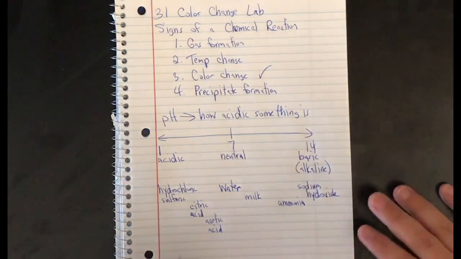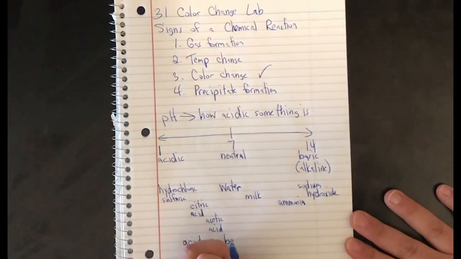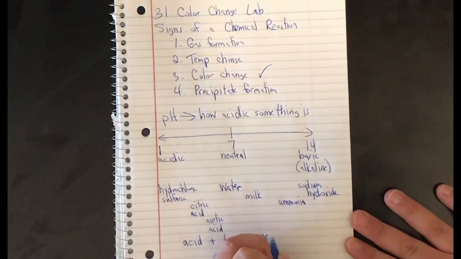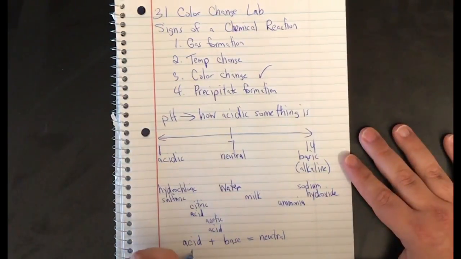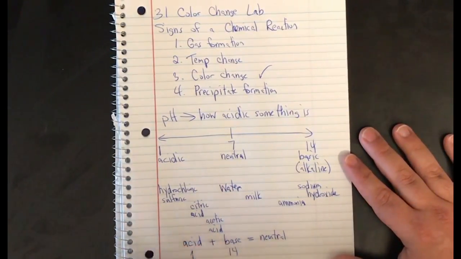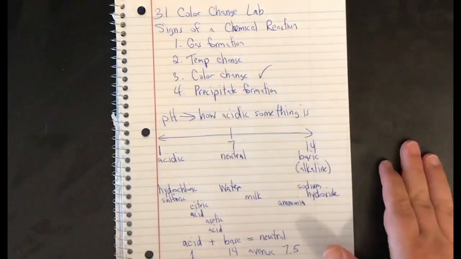Now, one important thing that you should know is that if you add an acid to an equal base, you get something that is neutral. So this is called neutralizing an acid or a base by adding its opposite. It's sort of like taking a negative number and adding a positive number to get back to 0. Basically, you average together the pHs. So if you had an acid that was at 1 and a base that was at 14, when we average those, we get about 7.5. All right, now my page is full, so I'm going to go to the next page.